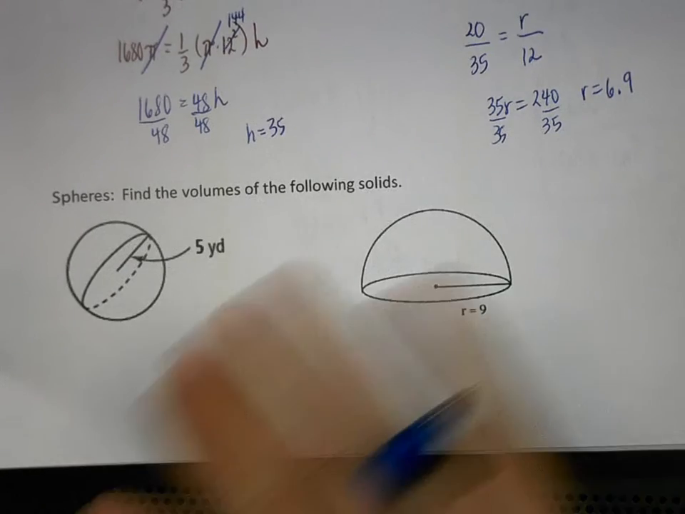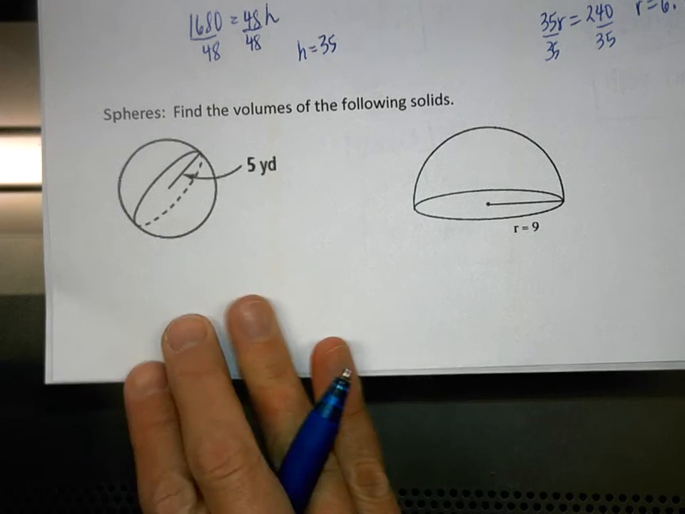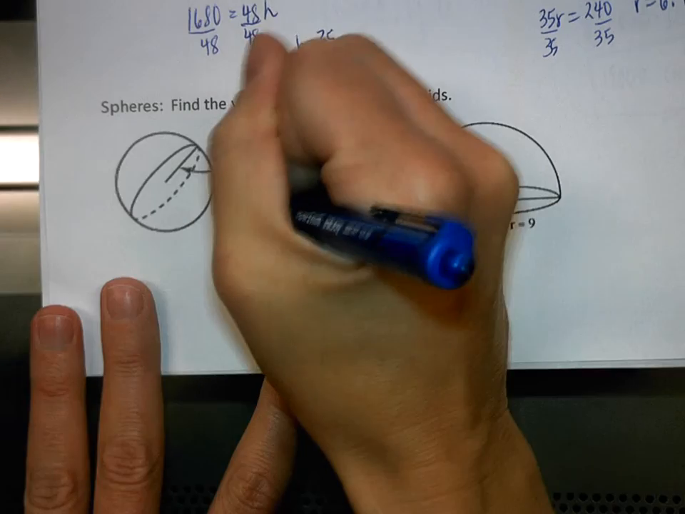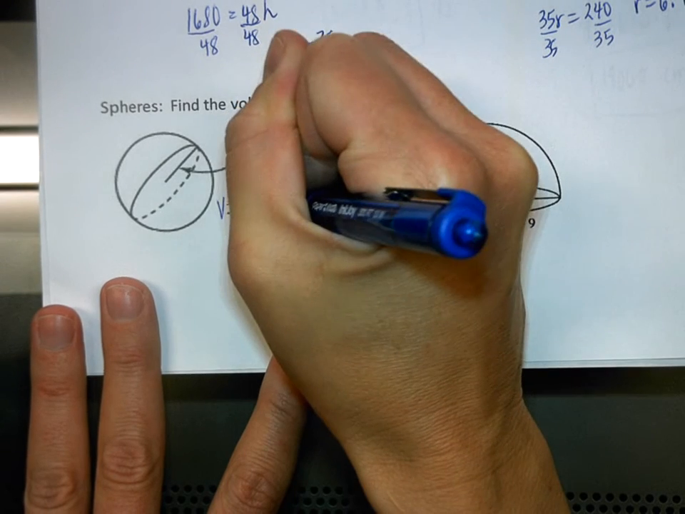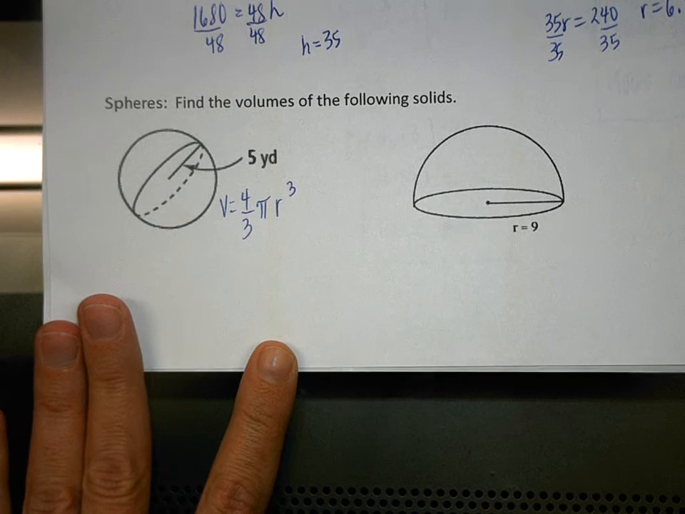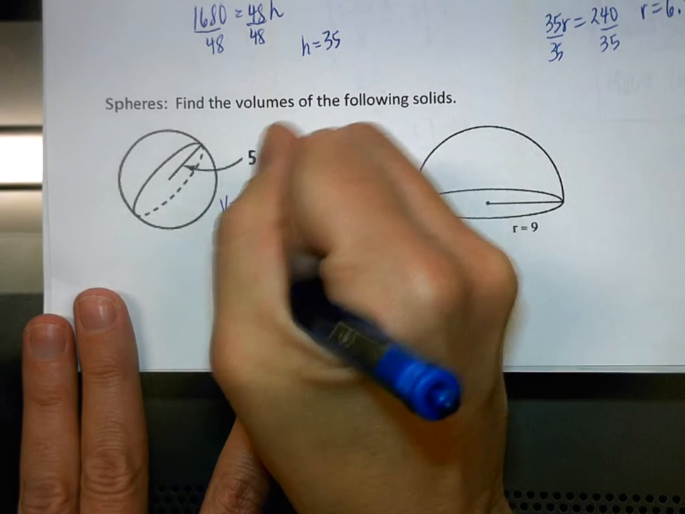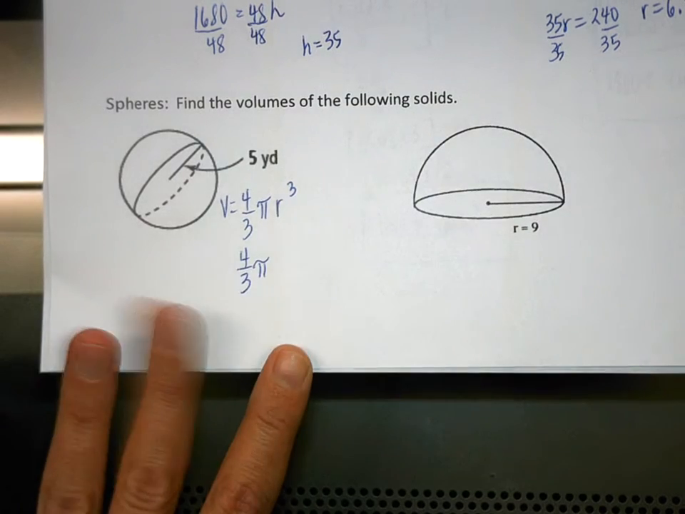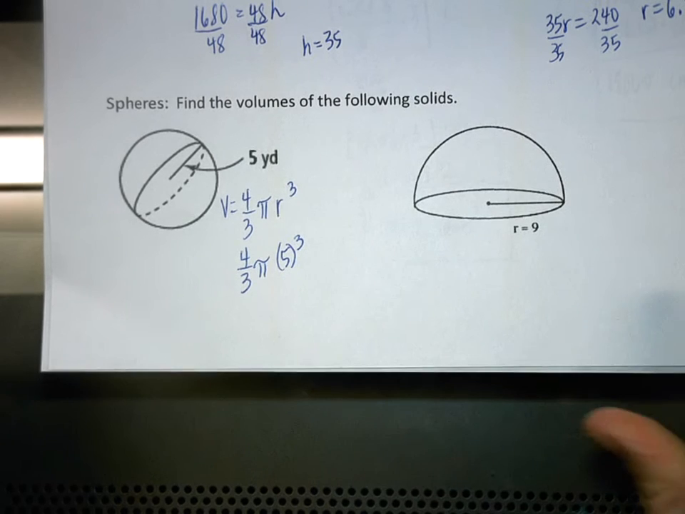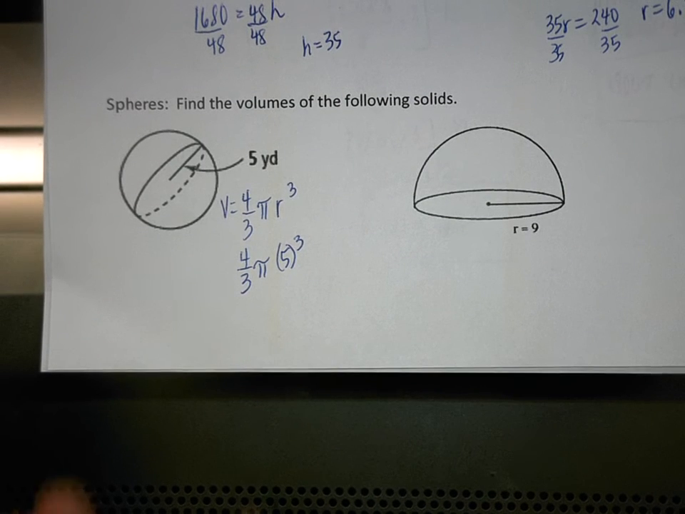Last one, our last two here. We have a sphere. Find the volumes of each of these solids. If you go back to your formulas, the volume of a sphere is 4/3 pi r cubed. We're just plugging in numbers for this one because we have the entire sphere. So we have 4/3 pi, and what's my radius? 5. So 5 cubed. Remember, order of operations, we always do exponents first. So 5 to the third power is 125.